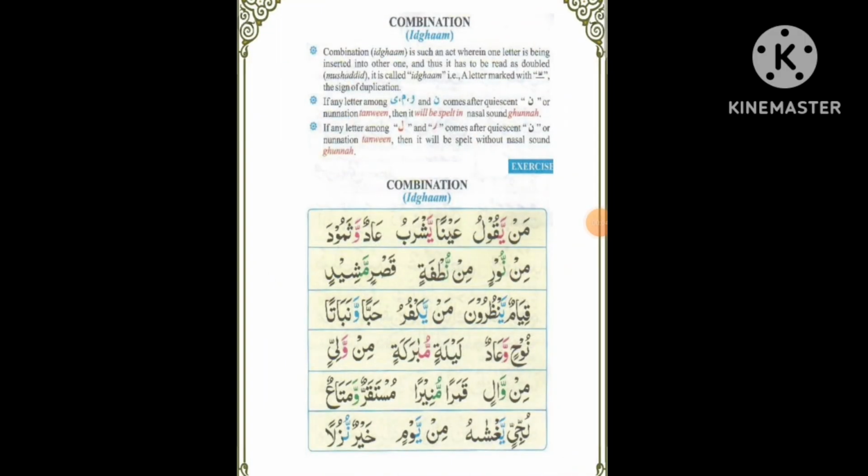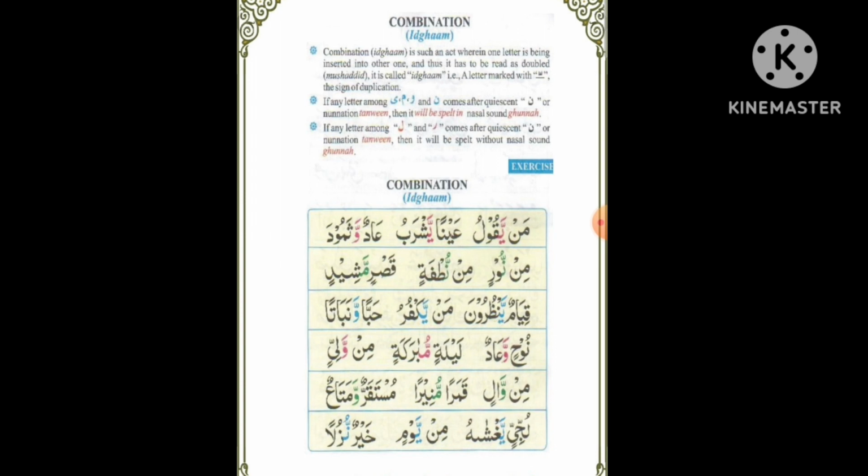Bismillahir Rahmanir Rahim. This is a new lesson of Tashdeed. As you can see, the heading is combination and below it is written idgham. So first you have to understand what is idgham. First see the first example.